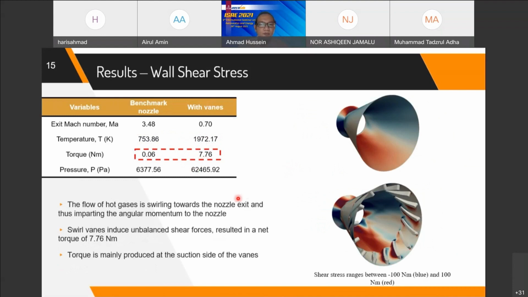So for the case of the benchmark nozzle, the torque is almost zero, due to the symmetric geometrical condition of the benchmark nozzle. So the torque is produced through the swirling motion of the hot combustion product, and it imparts angular momentum to the rocket.